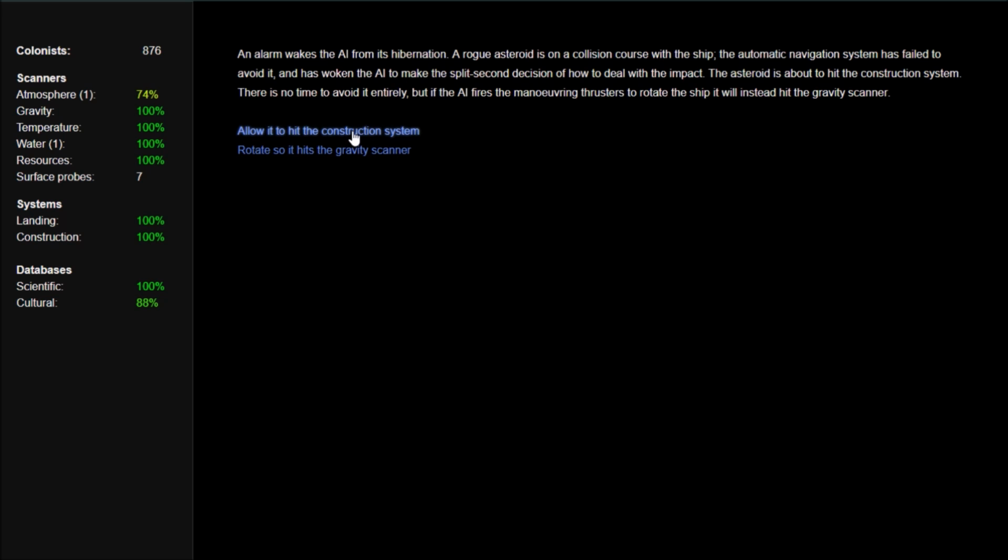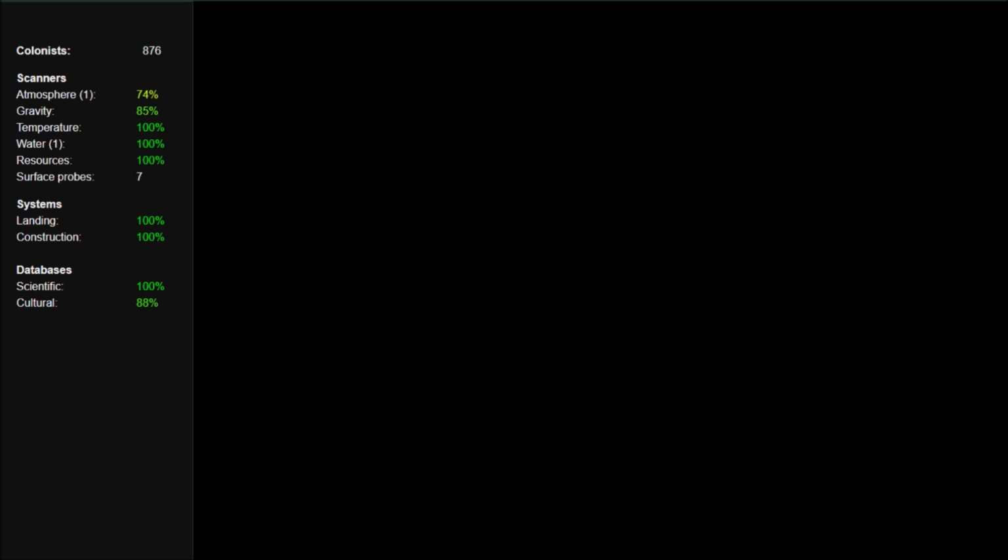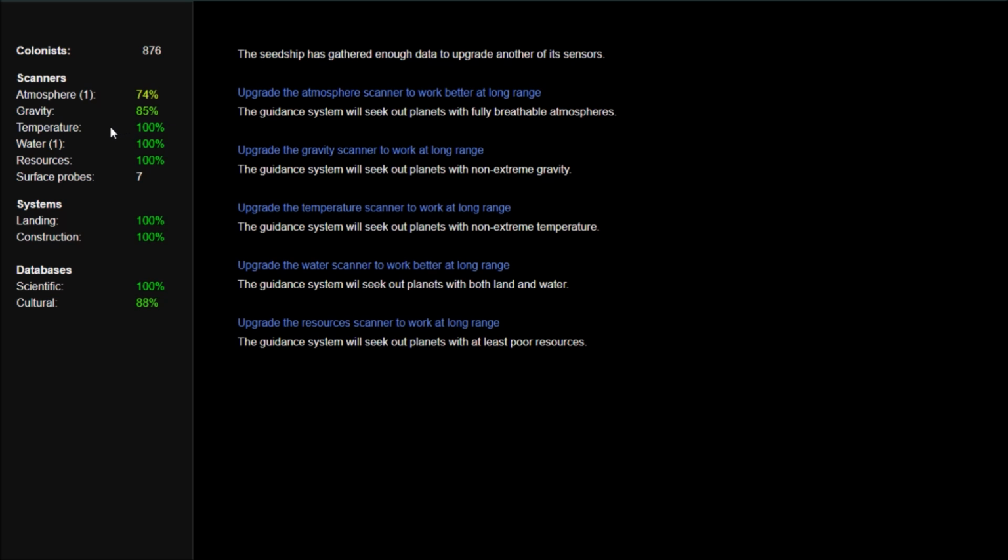What's the construction system? That's like, that. We don't want to lose that. Let's hit the gravity scanner. Who needs gravity? That's not too bad. Tear a small hole. No big deal. All right, here we go. Ice-covered surface. This is no good. Move on again. Let's upgrade our temperature scanner.